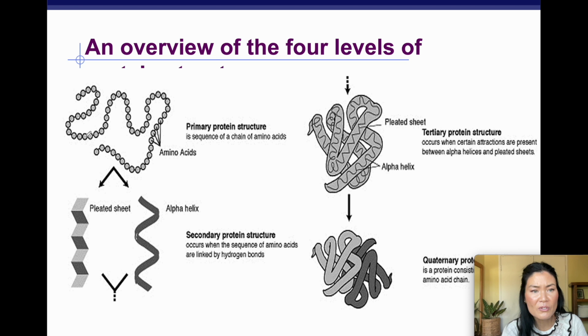So just an overview of the 4 levels of protein structure. You've got the primary, which is a chain of amino acids. Secondary, alpha helix or beta pleated sheet. From there, the alpha helix or beta pleated sheet is going to fold further due to the 4 types of interactions: ionic bonds, hydrogen bonds, disulfide bridges, hydrophobic interactions. And then quaternary structure of protein is where you have 2 or more of these polypeptide chains coming together by those 4 types of interactions: hydrogen bonds, ionic bonds, hydrophobic interactions, and disulfide bridges.